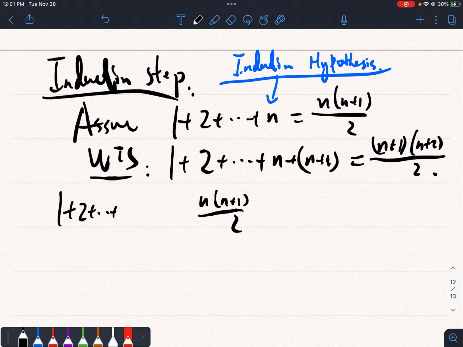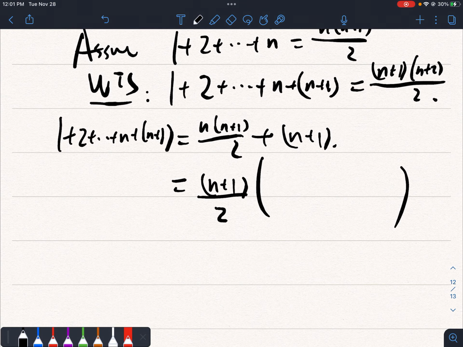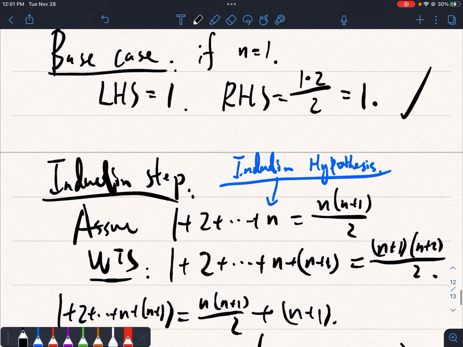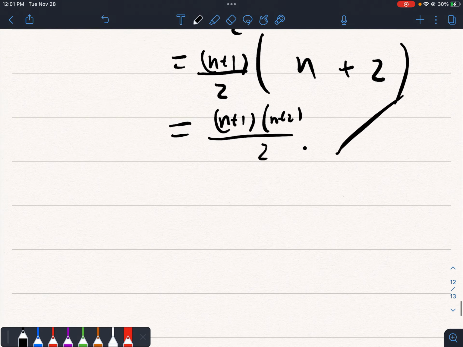to show this is equal to this plus n plus 1. And then you can factor out n plus 1, so then you get (n plus 1) times something over 2. This becomes something plus 2, which is n plus 2, and you win. This is (n plus 1) times (n plus 2) over 2. This is simply some algebra. So you can prove this for any n, for any statement.